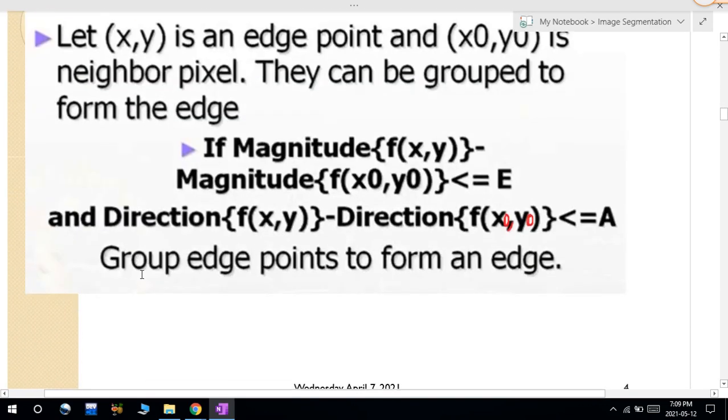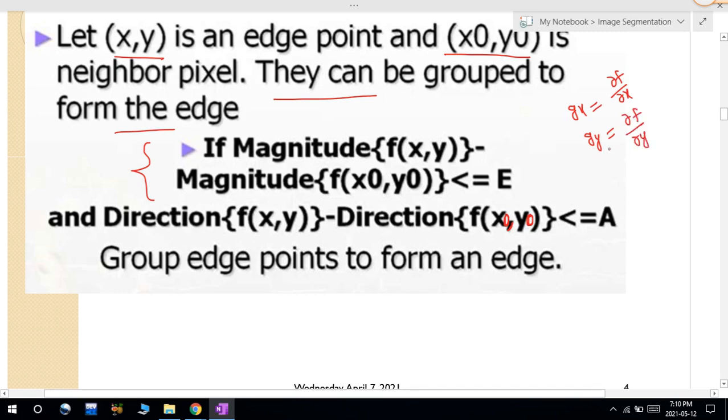We will see now. Let x, y be one edge point, and we have one more edge point, x0, y0, which is a neighborhood point. Then we can group those two edge points using the predefined criteria that we follow in the local edge linking process, in which we find the magnitude of the first edge point and the magnitude of the second edge point. We have already discussed how to find the magnitude. We need to find the gradient derivatives with respect to x and y, that is, dou f by dou x and dou f by dou y.